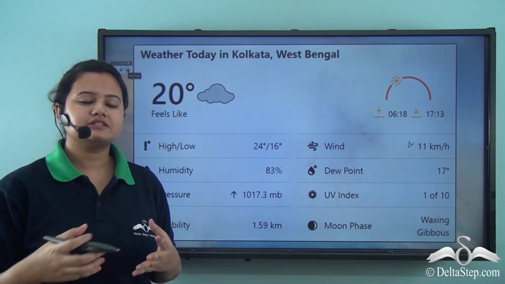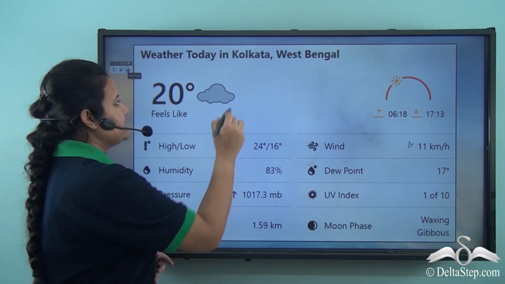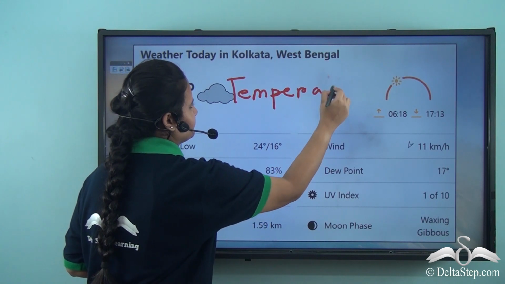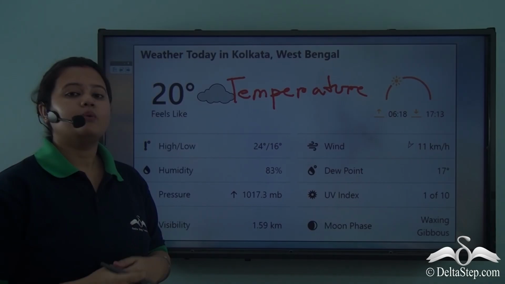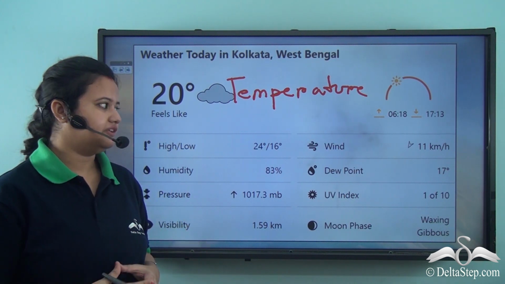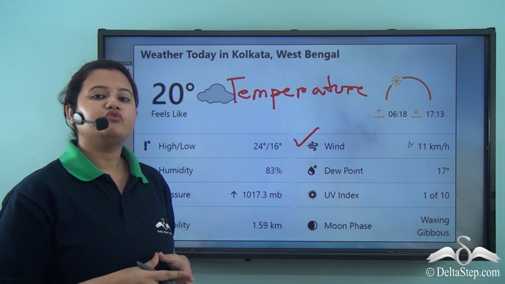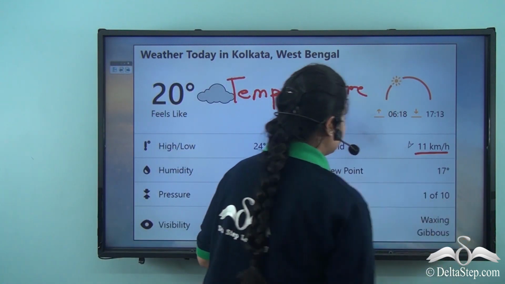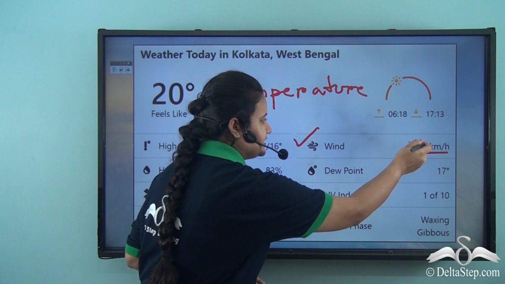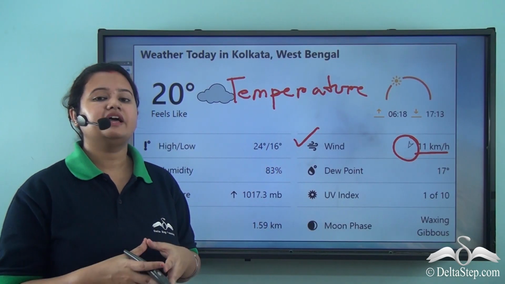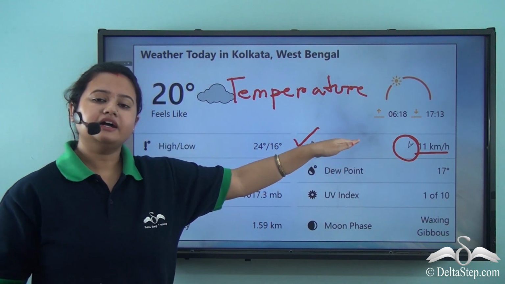So till now we have discussed an important atmospheric factor, that is temperature. Well, now we shall discuss another atmospheric factor or another element of weather, that is wind. Now here we find that the wind blows at a speed of 11 km per hour in this place, and it also has a direction, that is this arrow shows the direction in which the wind flows. Thus we find that this element of weather, that is wind, has both speed and a direction.